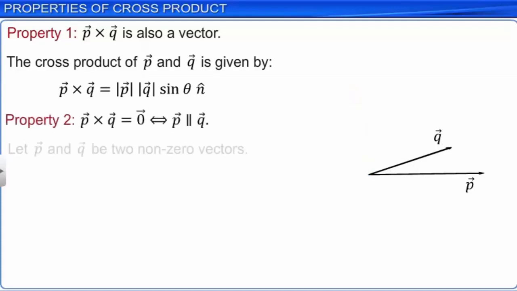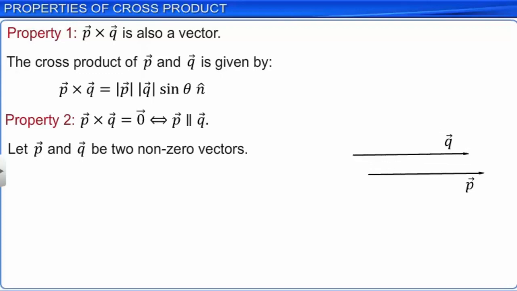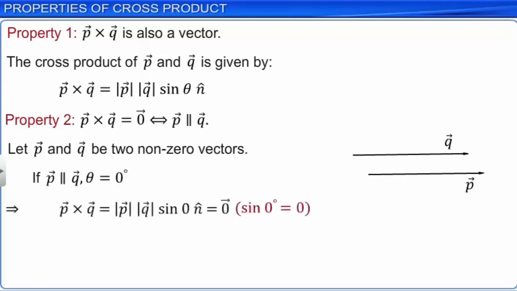Consider two non-zero vectors P and Q. If the two vectors are parallel to each other, then the angle theta between them is 0. Since sine 0 is 0, the cross product of two parallel vectors is a zero vector. Thus we can say that the cross product of two non-zero vectors is a zero vector if and only if the two vectors are parallel to each other.